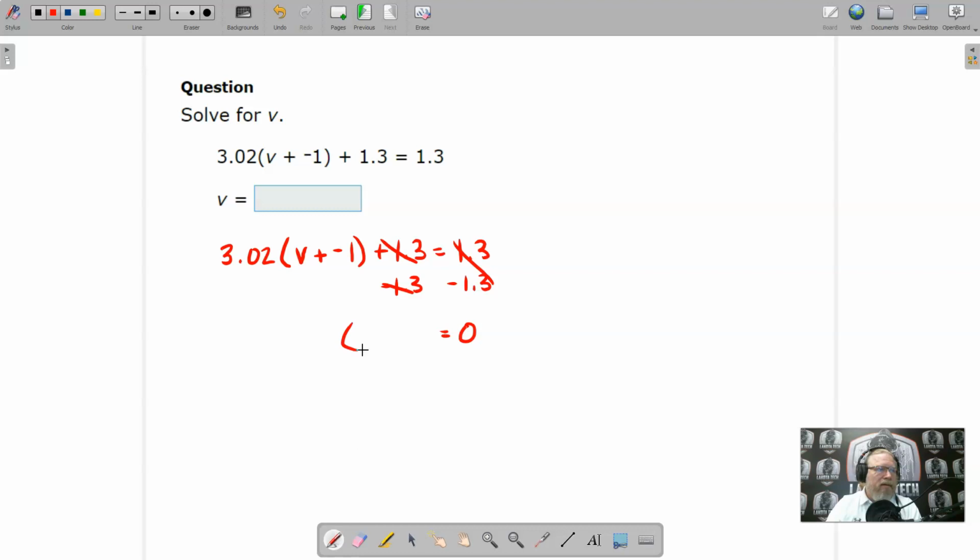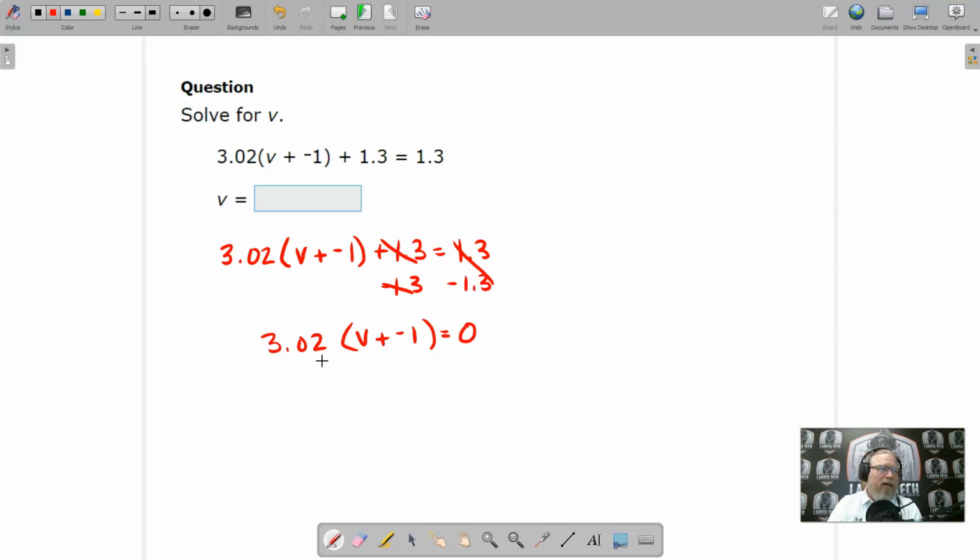Let's put the parentheses here, put the V plus negative 1 here, and the 3.02 here. Now, we know that this has to equal 0 right here, because anything times 0 is 0. So whenever we take this 3.02 and we want it to equal 0, whatever's in the parentheses is going to have to equal 0.